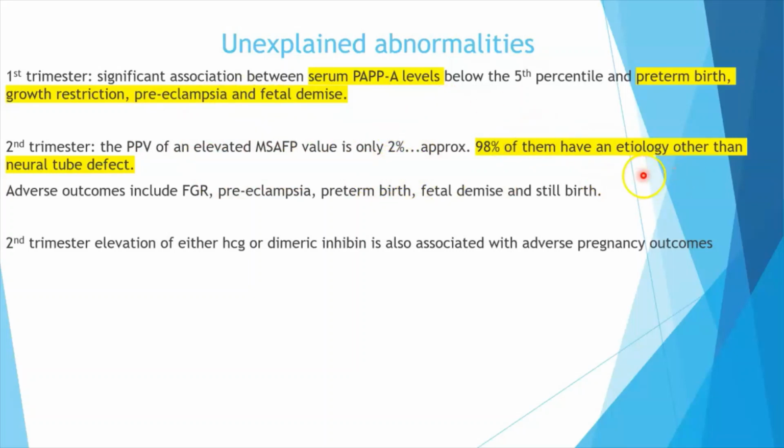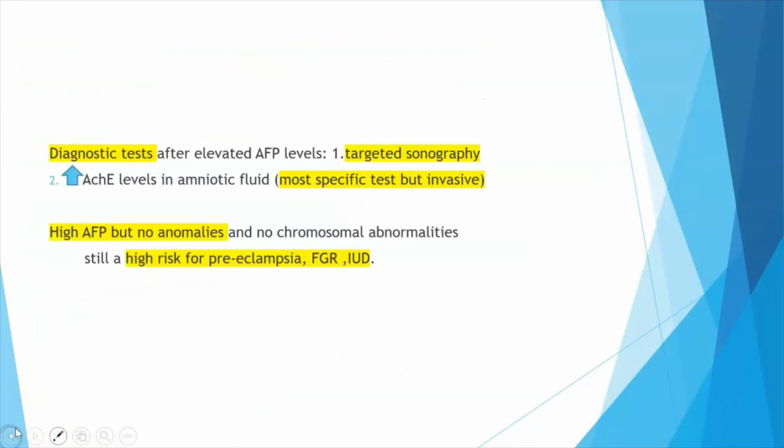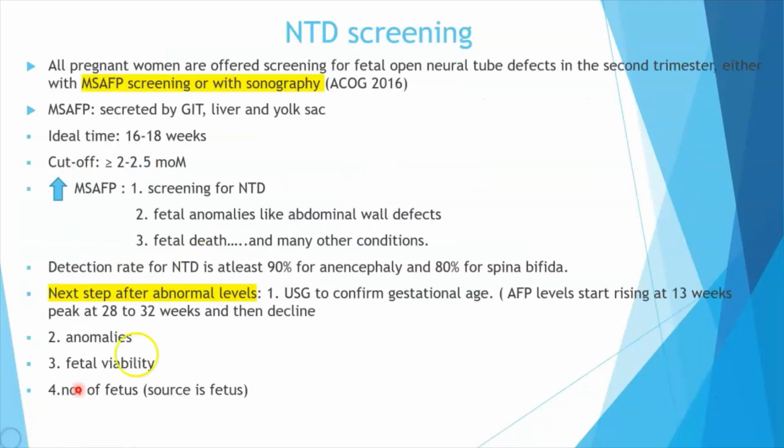98% of them have an etiology other than neural tube defects, like fetal growth restriction, preeclampsia, preterm birth, fetal demise, stillbirth, and as we studied in previous slides, it is also associated with preeclampsia, IUD, and other fetal anomalies like abdominal wall defects, fetal death, etc.